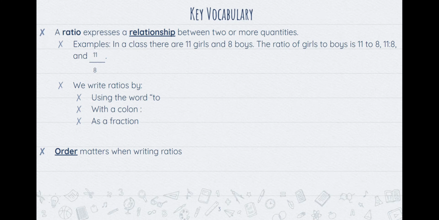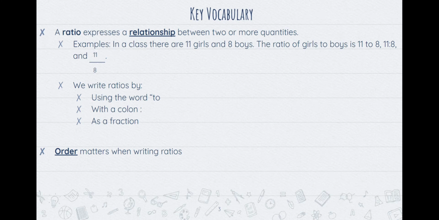Now, we can write ratios by using the word "to." We can write them with a colon, which is the punctuation symbol that is two dots on top of each other, or we can write them as a fraction. But no matter what, we always say our ratio as 11 to 8. You can just replace your numbers with whatever numbers are in your problem.